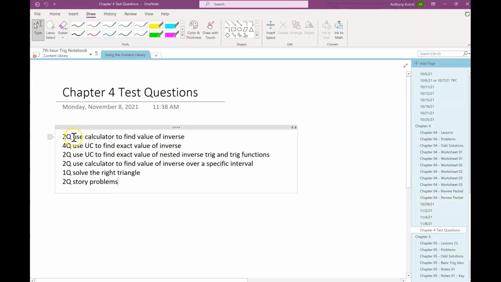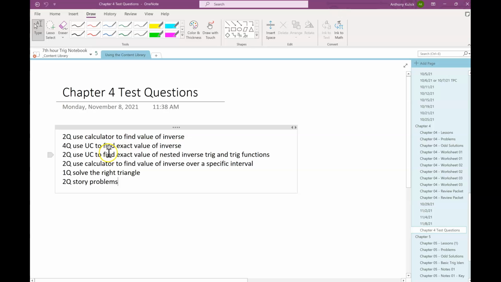So you got two questions where I'm going to ask you to use the calculator to find the value for one of these inverse trig functions. This is literally like, can you type it in the calculator with the right mode on and write down the number afterwards? Should be some softball there. 4 questions where I ask you to use the unit circle to find the exact value of an inverse. That's like the first page of the review. Everybody okay with that?